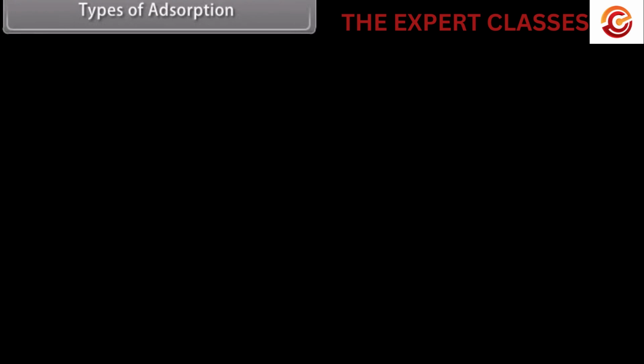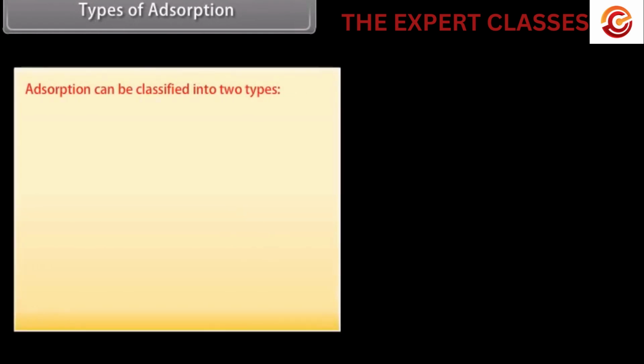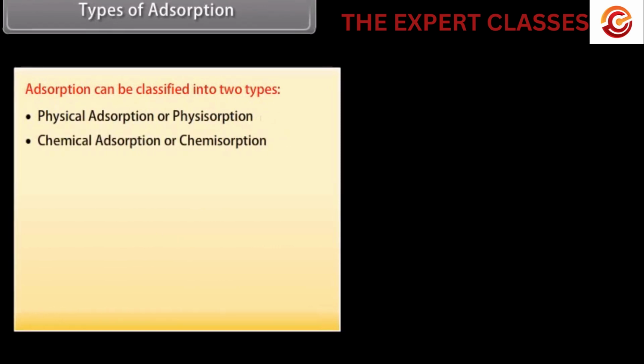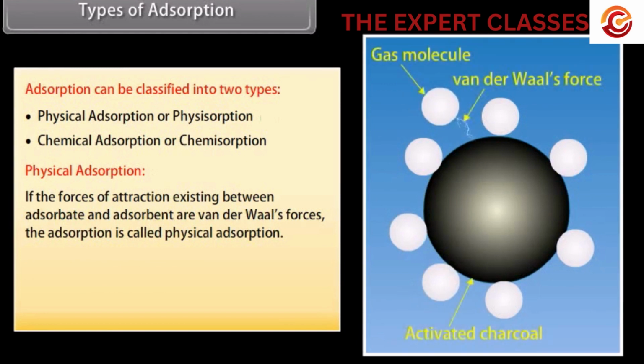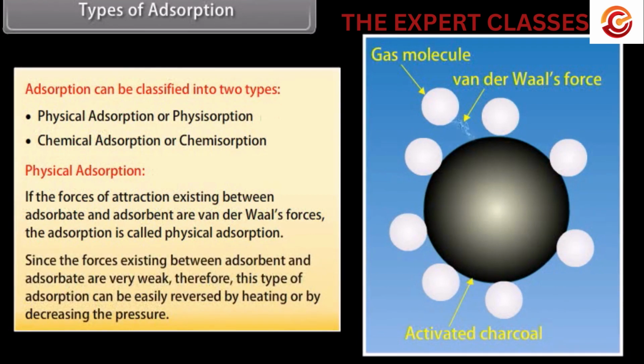Types of adsorption. Depending upon the nature of forces existing between adsorbate molecules and adsorbent, adsorption can be classified into 2 types: physical adsorption and chemical adsorption. Physical adsorption: if the forces of attraction existing between adsorbate and adsorbent are van der Waals forces, the adsorption is called physical adsorption. Since these forces are very weak, this type of adsorption can be easily reversed by heating or by decreasing the pressure.